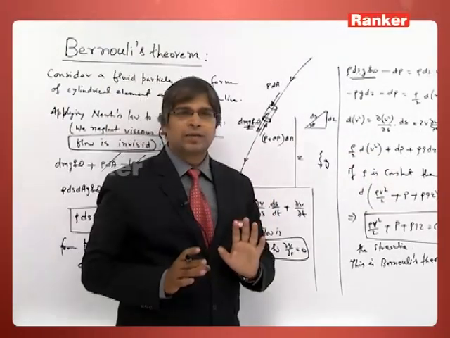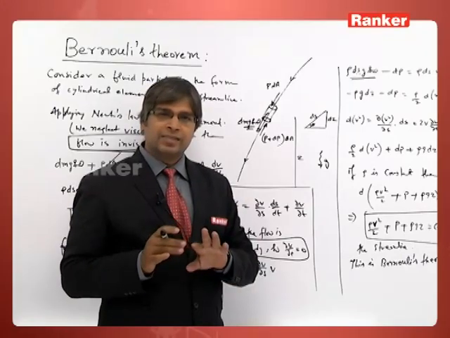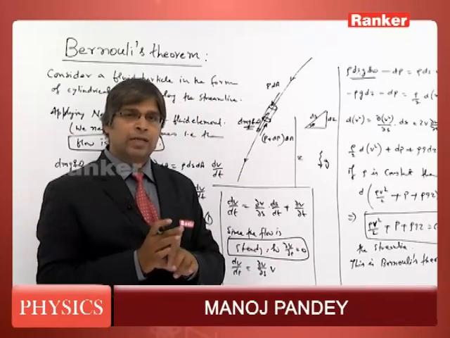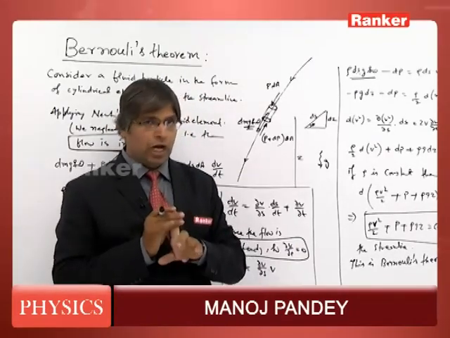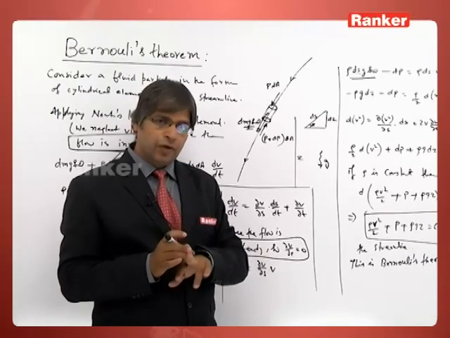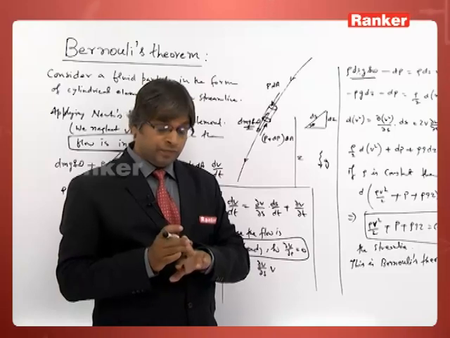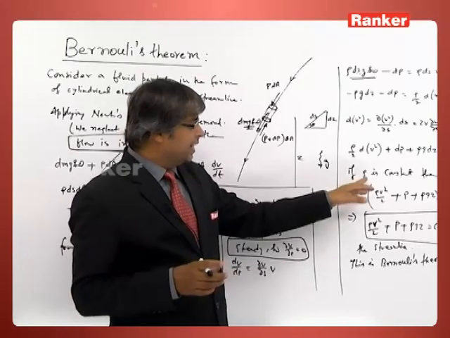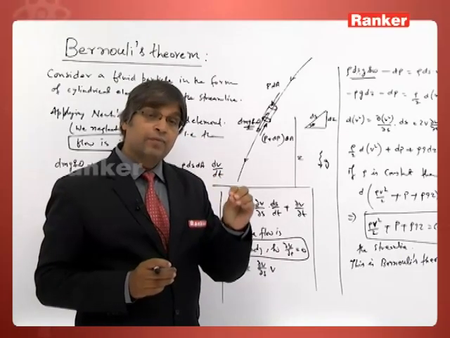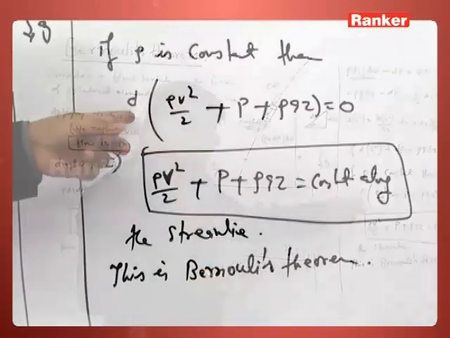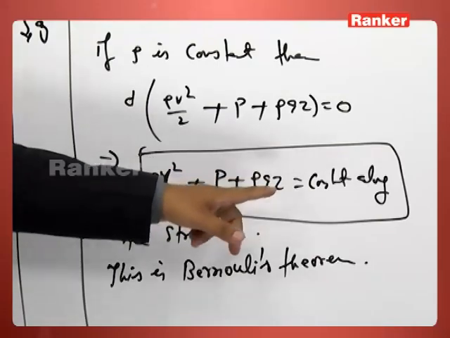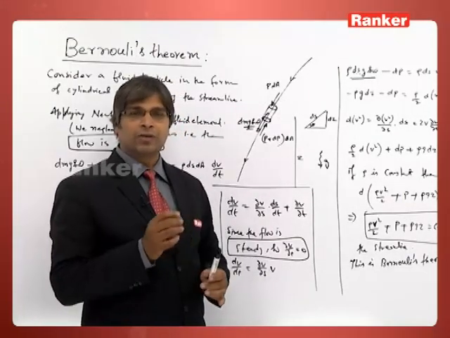So just recall, Bernoulli's theorem tells that in an inviscid flow, number one condition, non-viscous flow. Second, steady flow, that is streamlined flow. And third, incompressible flow. So in a non-viscous, steady, incompressible flow, rho v square by 2 plus p plus rho gz remains constant. This is Bernoulli's theorem.